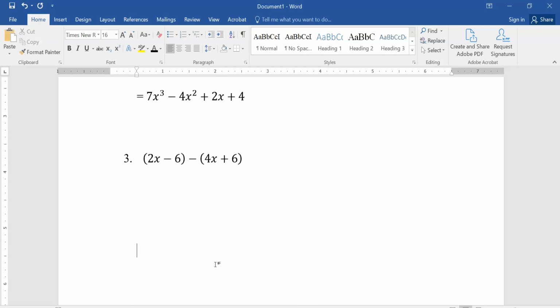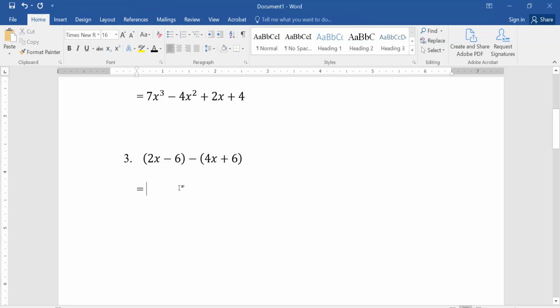Now in number 3, we introduce the subtracting polynomial situation. Now, here's the deal. When you subtract polynomials, you have to realize that this negative sign actually applies to both terms in here. Some people put a plus sign and a minus on their paper and then change the sign here. That usually doesn't turn out real well.